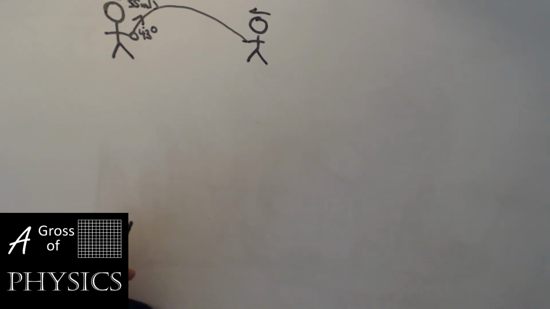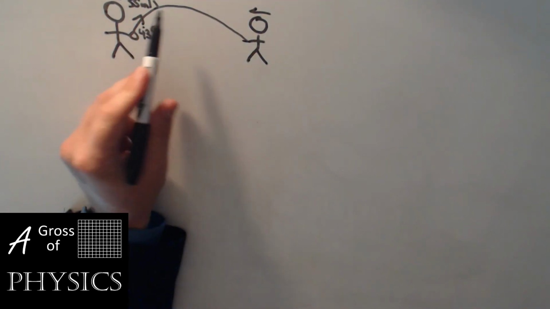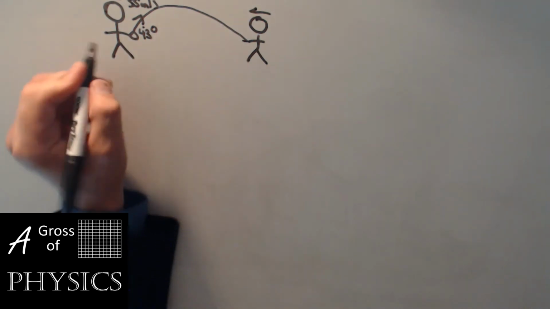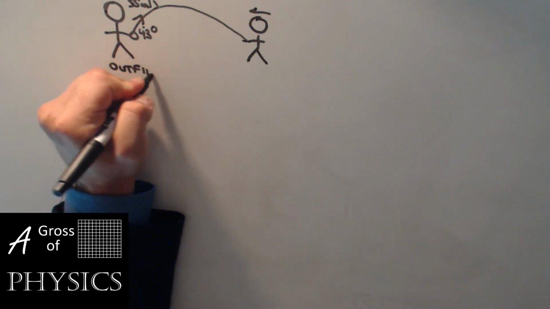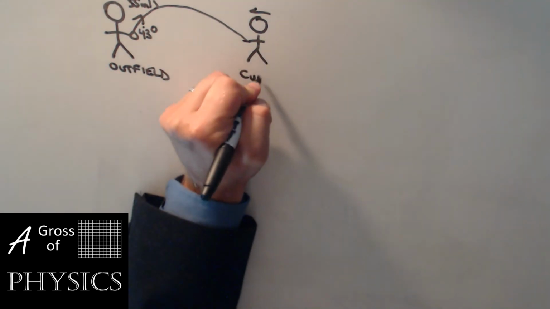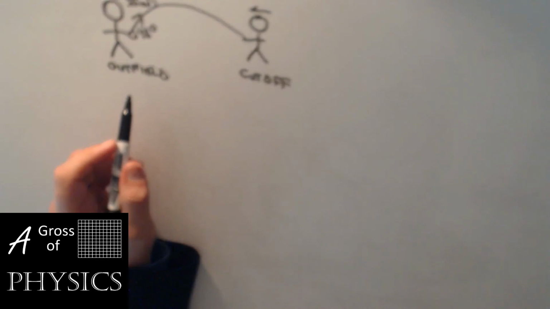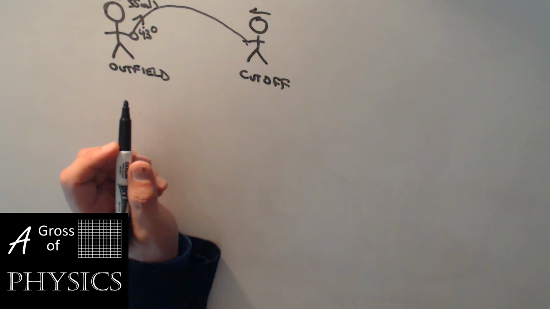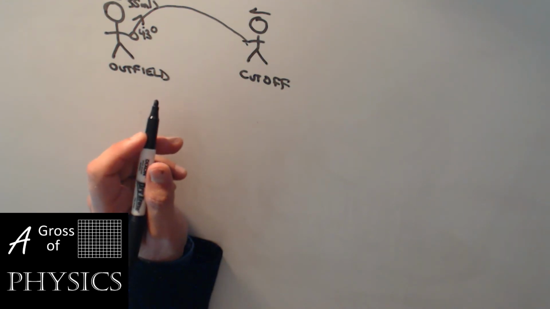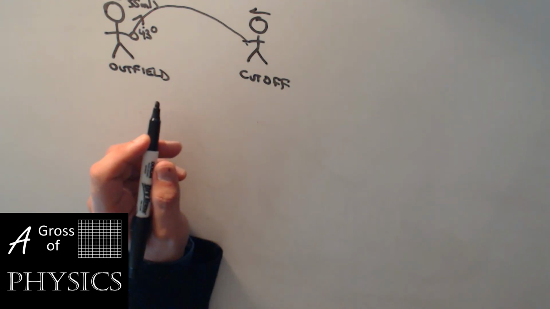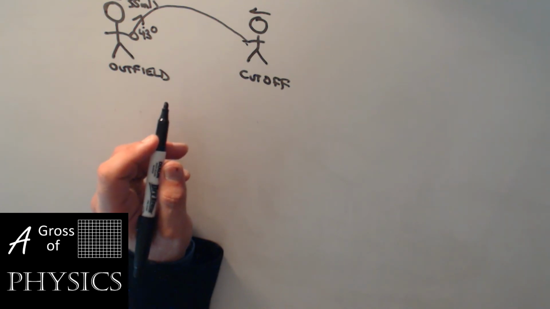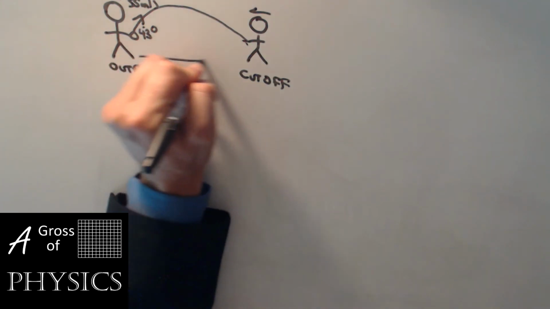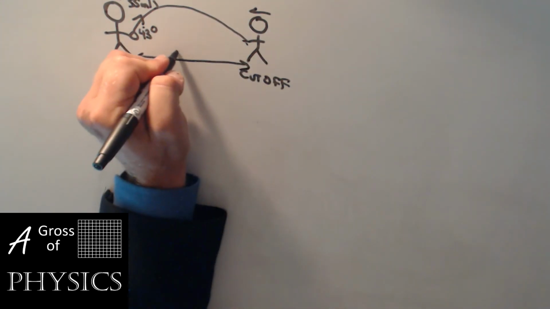All right, in this problem, we have two baseball players throwing a ball to each other. And the outfielder is throwing it to the cutoff man. This is the outfielder. And this is the cutoff man. And what's going to happen is this player catches it at the same height it was thrown. So that allows us to know that the initial displacement and the final displacement happen to be the same. So the y direction of the displacement is 0.